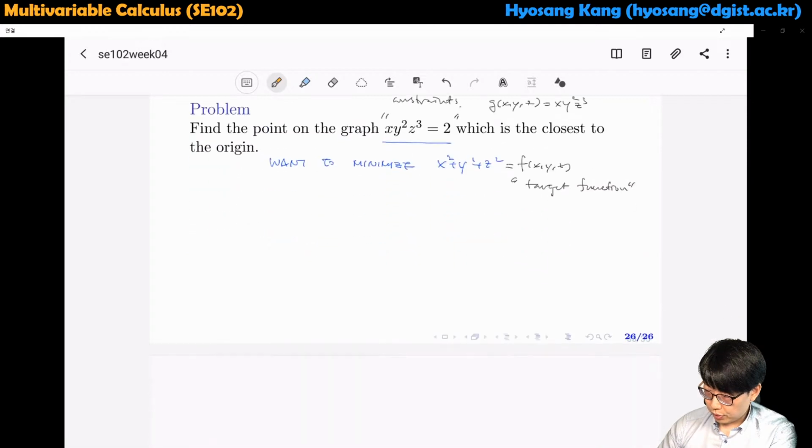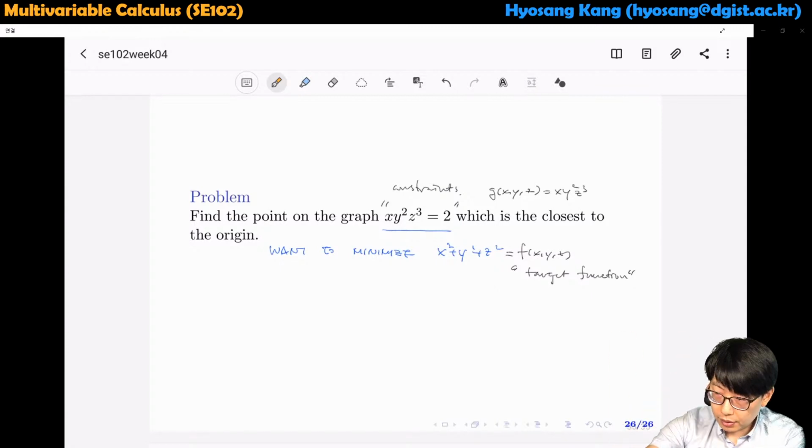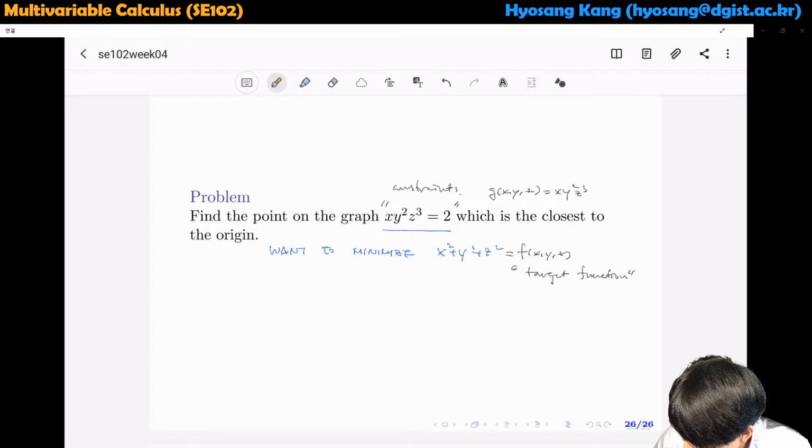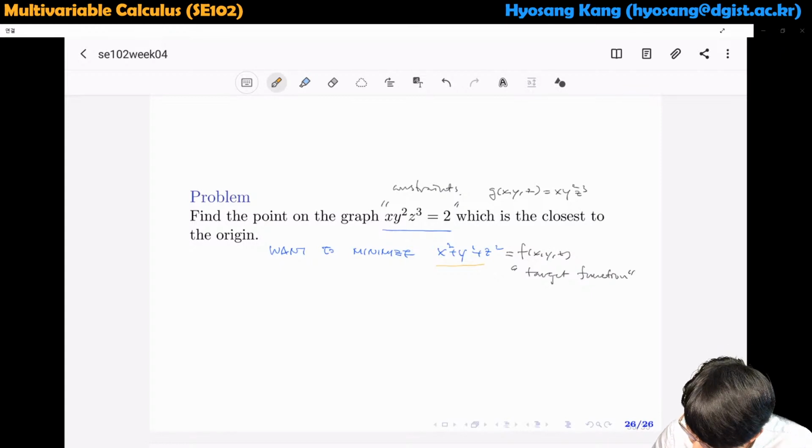Right. Let's look at this problem. Similar ones. Find the point of the graph which is closest to the origin. So I want to minimize the distance x squared plus y squared plus z squared. Although the distance is the square root of this, minimizing the sum of squares is the same as minimizing the square root of this value. If you take the square root of this sum of squares as the target function, then your gradient becomes very complicated. So I just need this. I will use this. So this is our g.